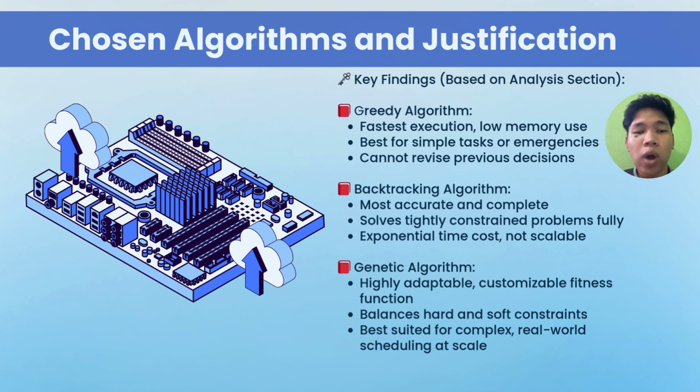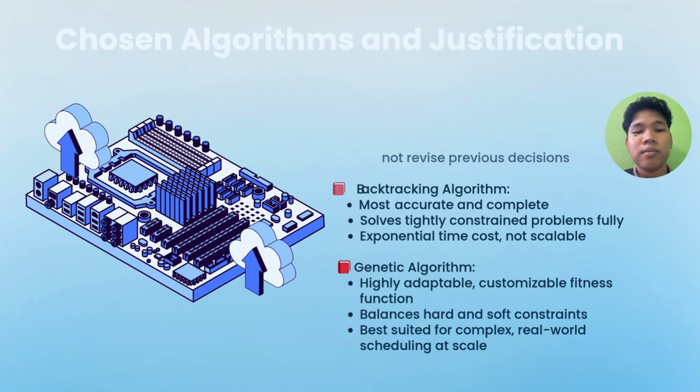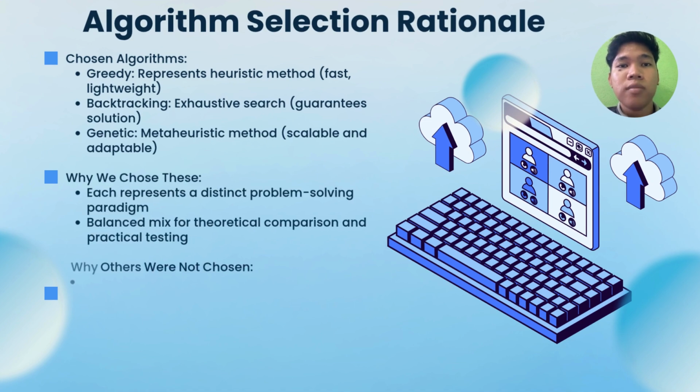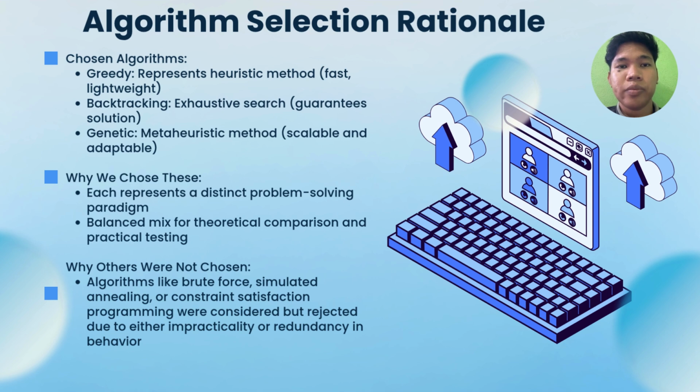Now I will explain why our group chose these three algorithms. So now I will explain to you about algorithm selection rationale. When we were deciding which algorithms to use, we wanted to make sure that we had a balanced selection, one that represents different problem-solving approaches in computer science. That's why we selected greedy, backtracking, and genetic.